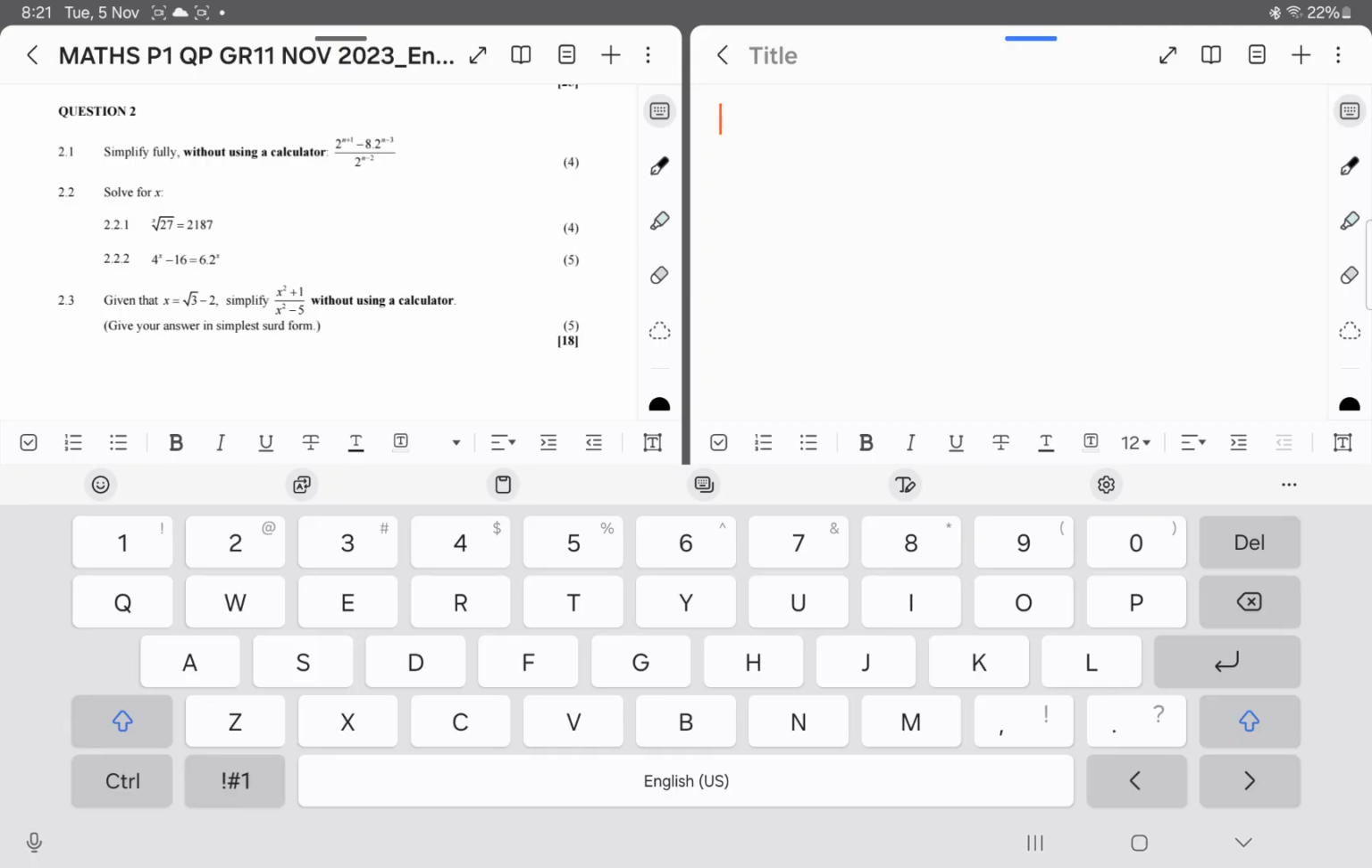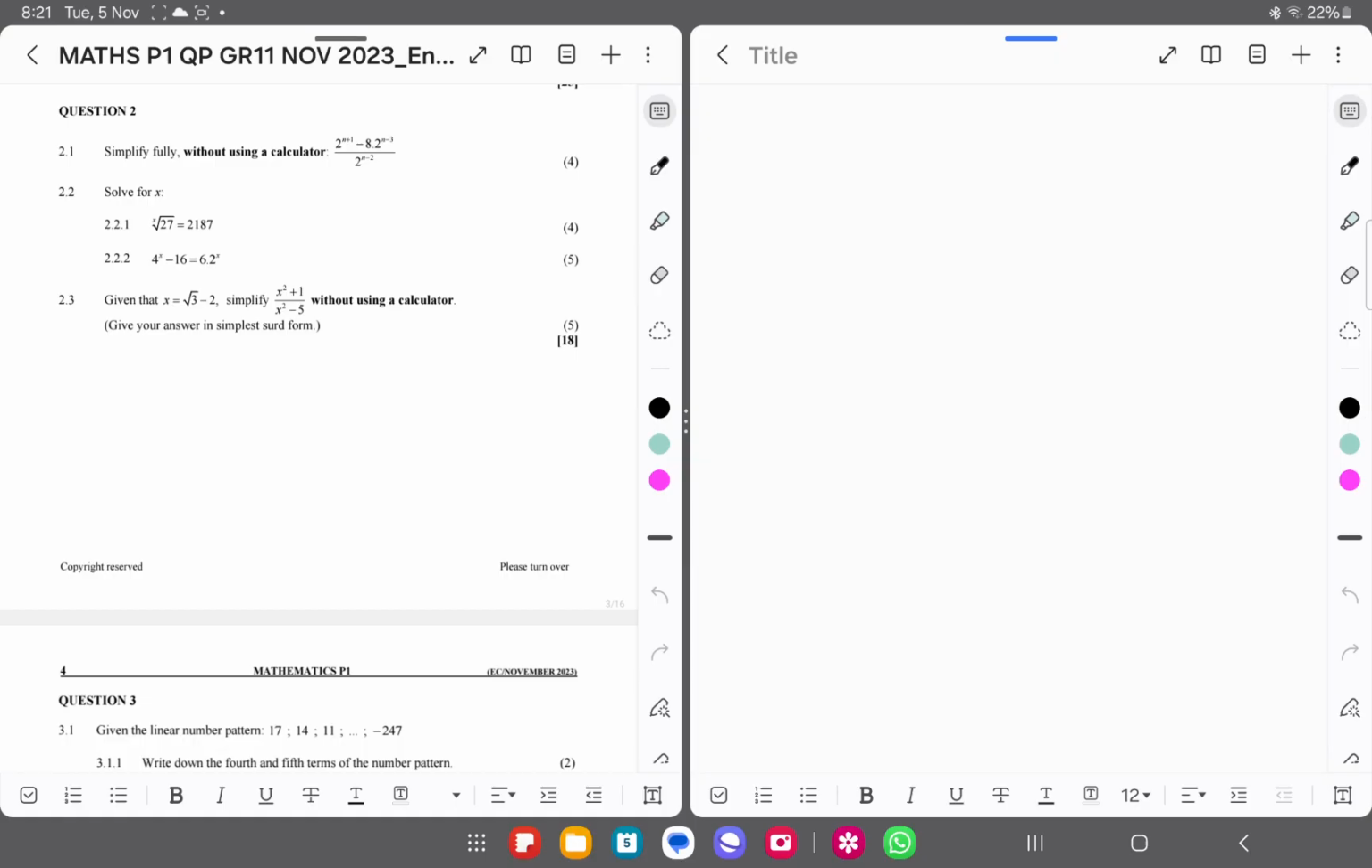So 2.1 says to us, simplify without using a calculator. Remember, I told you to try to work this out on your own, so that as I'm doing it, once you are done, you can mark and correct where you need to correct your sum. So, let's go to 2.1.